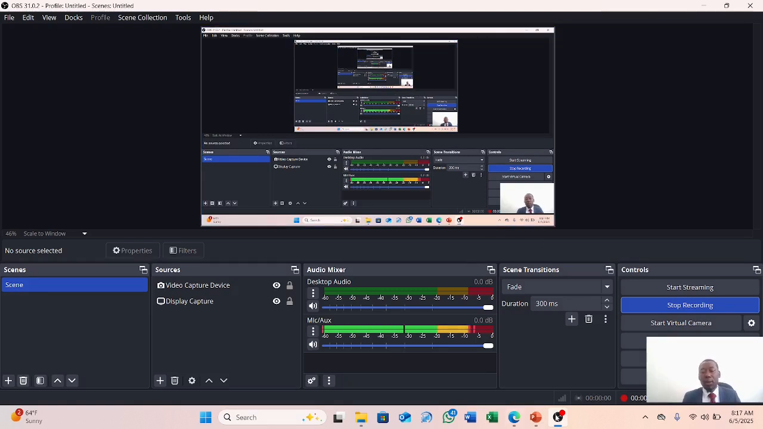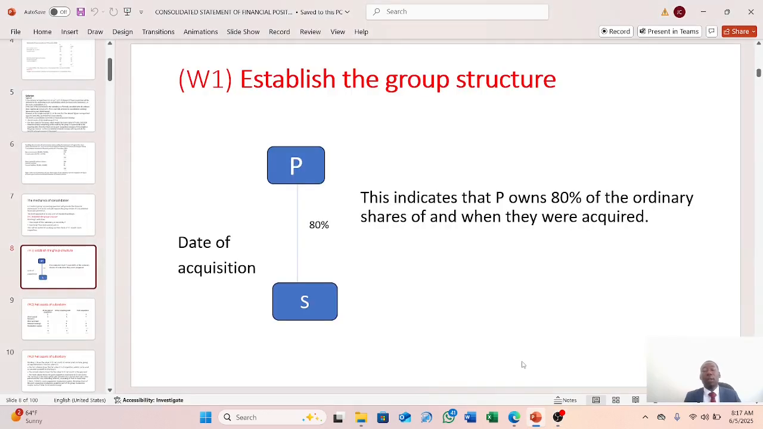I will simply talk about the consolidated statement of financial position. When it comes to the consolidated statement of financial position, what is important is that you are simply putting together different companies. They could be 2 or 3, where you prepare one statement.